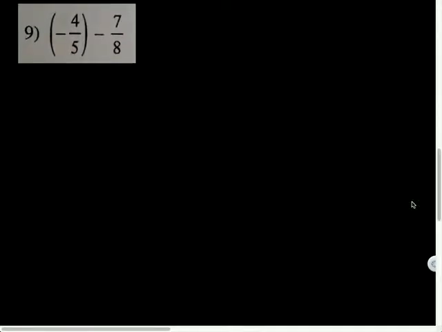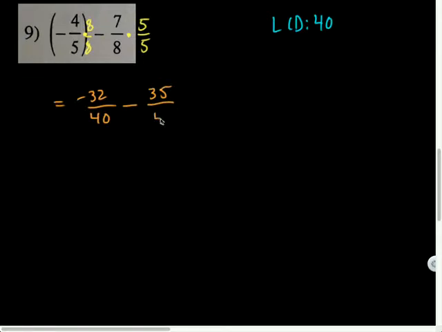All right, very good. Problem 9. Between 8 and 5, what is the LCD? Smallest number they both multiply into. 40. So I'm now going to have to multiply top and bottom, each fraction, by the part of the LCD it's missing. What do I need to multiply 8 by? 5. So 5/5. And this one I'd multiply by 8/8. So I'm going to get negative 4 times 8 is negative 32. 5 times 8 is 40. Minus 7 times 5 is 35. Over 8 times 5 is 40.